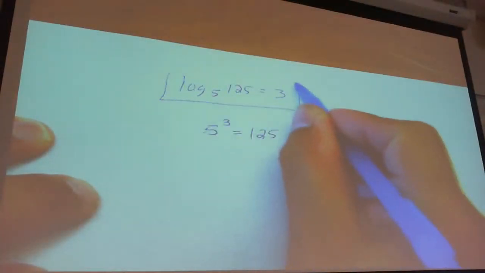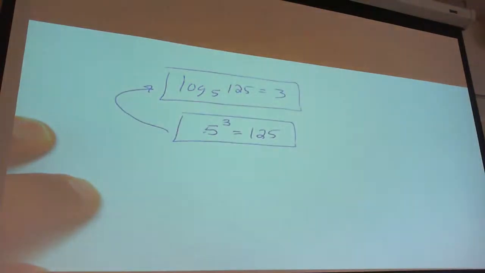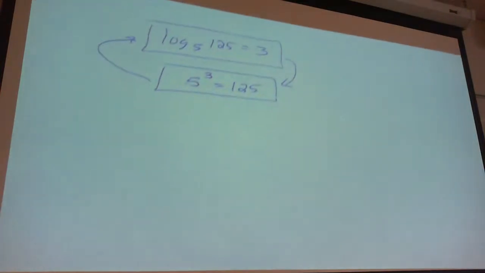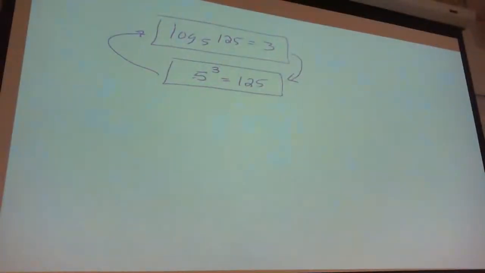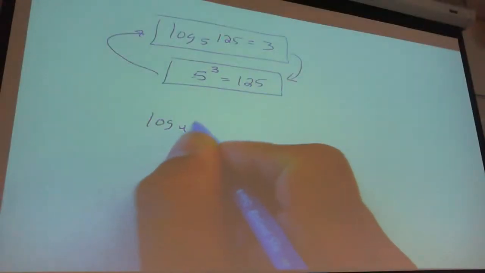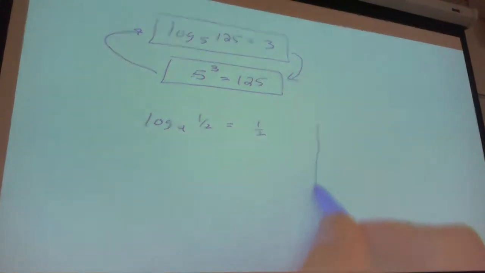But here's what you need to understand. If you know that 5 to the third is 125, then you also know log base 5 of 125 is 3. They're the same. So our job is if you can go back and forth, you'll be able to understand each one. So right now, make sure you know which one goes where. I want you to try these two on your paper.